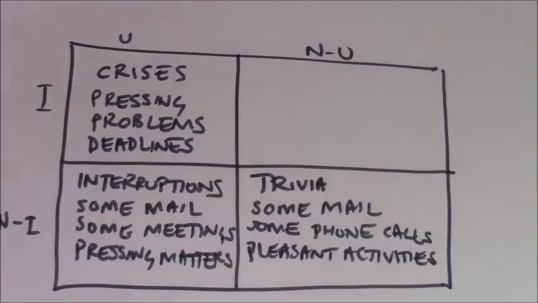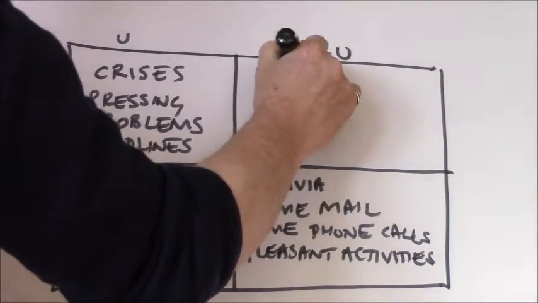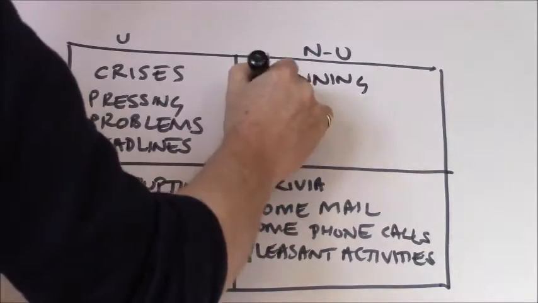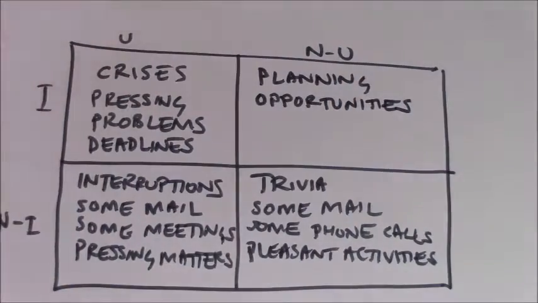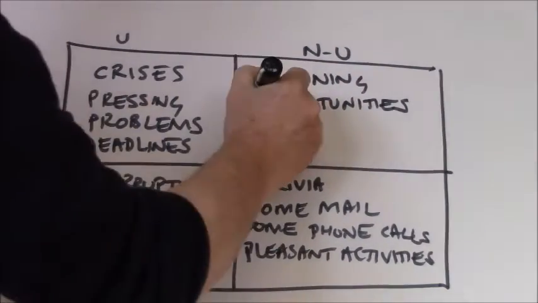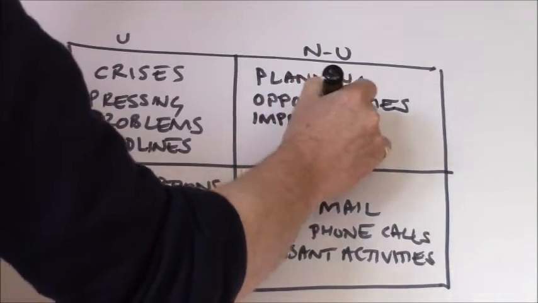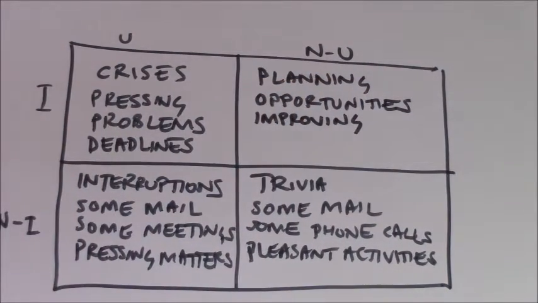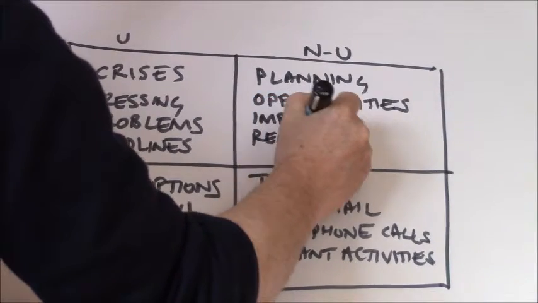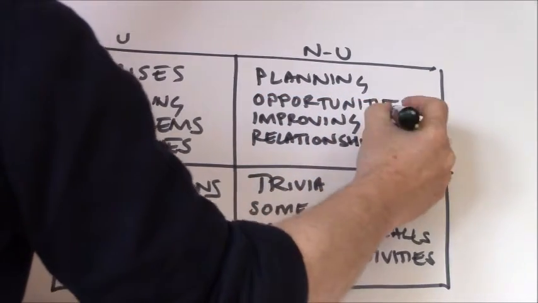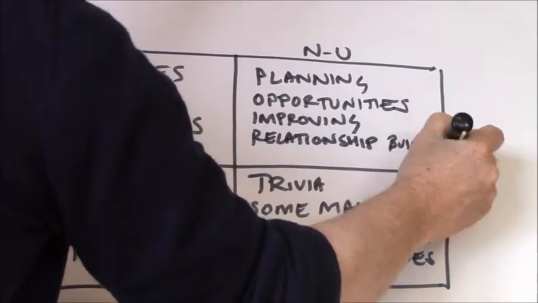And that leaves us with quadrant 2. Not urgent, but important. These are the things that matter in the long term, but may not yield a tangible benefit this week or even this year. They're things we know we need to do, but we'll probably put off. The planning, the opportunities, thinking about how we can improve things or prevent things, all the subtle investment that goes into building relationships.